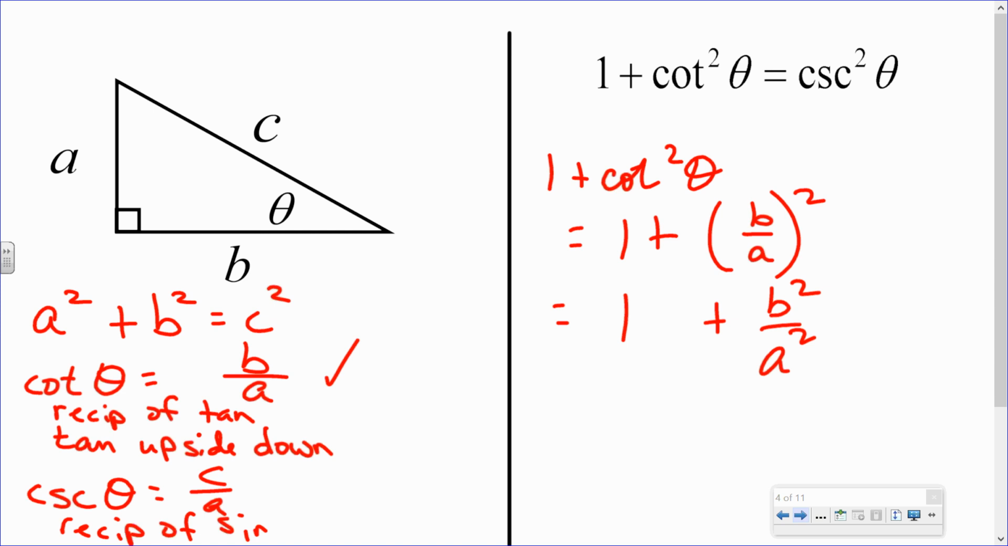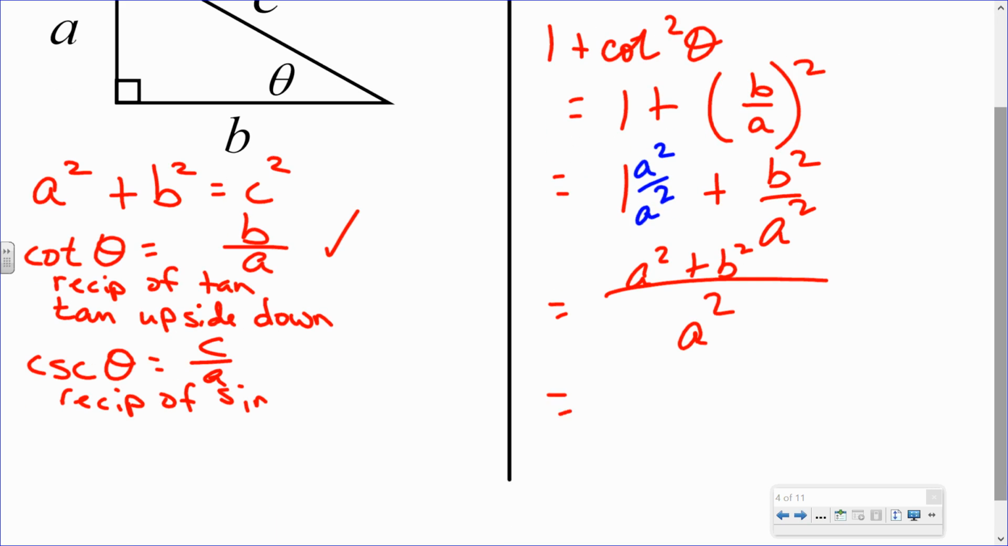Got to get a common denominator. So this 1 needs to be a squared over a squared. So now my common denominator is a squared. My numerator is a squared plus b squared. Shane, what do I use from my three things that I wrote down to begin with that'll help me simplify this? So that Pythagorean part, that numerator is now c squared. Did I do this right? So c squared over a squared.